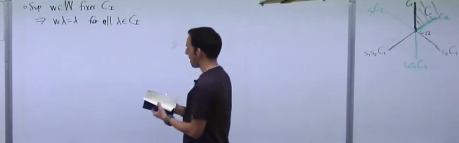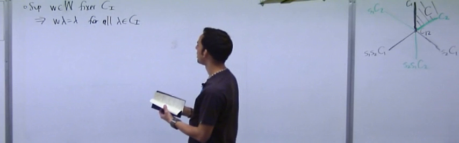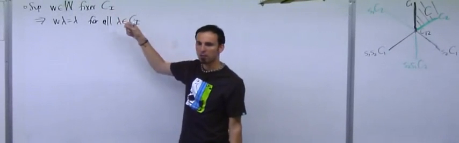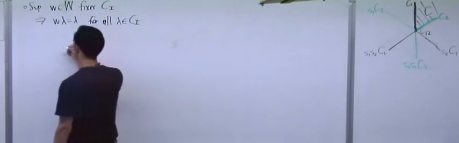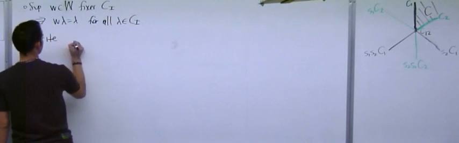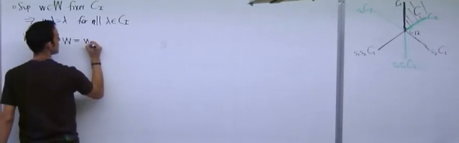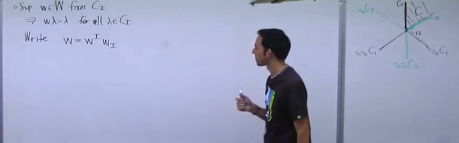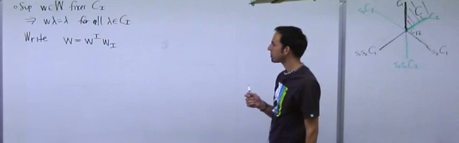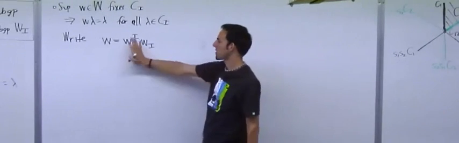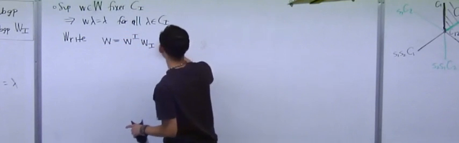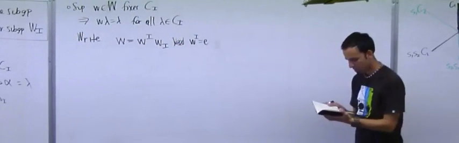Now I want to prove that W is in the parabolic subgroup W sub I. And so what I'm going to do is, remember we have this property that we can write any group element uniquely as something in the quotient times something in the subgroup. And then, of course, what we would like to show is that actually this is not here, and that W is just an element of the parabolic subgroup. So I need to prove that W super I is the identity.